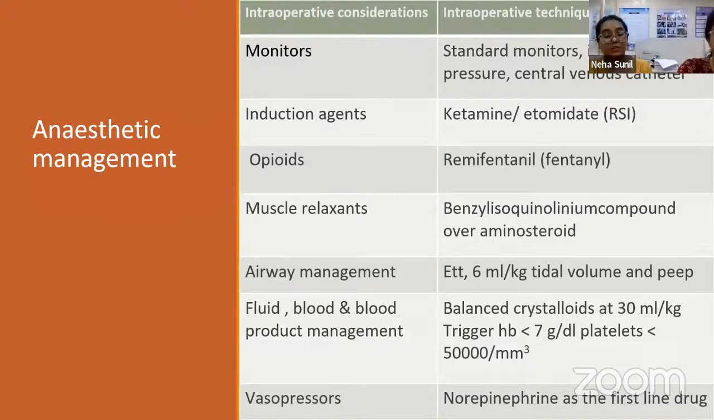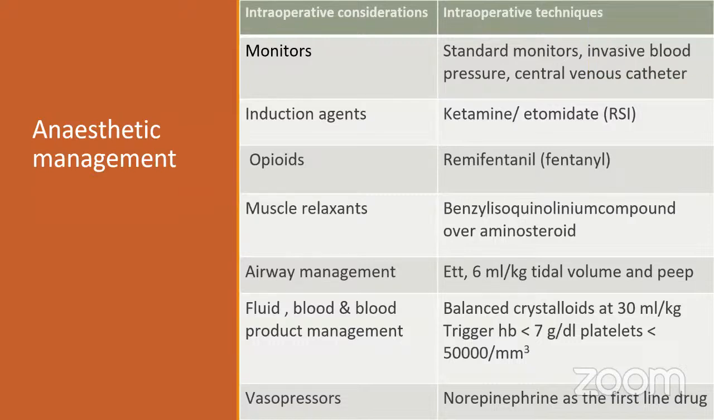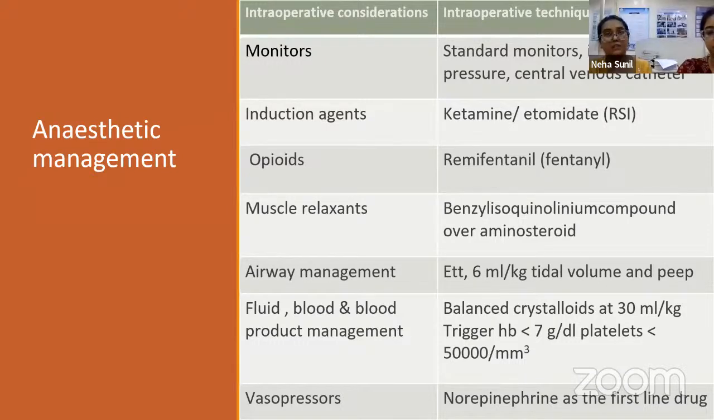Now, for induction itself, we consider this an emergency, and the patients might also have ileus, so we consider a patient in sepsis or septic shock a full stomach patient. So we will go for rapid sequence induction. For the use of opioids, remifentanil is preferred over fentanyl because it can be metabolized by non-specific esterases. Then for muscle relaxants, benzylisoquinoline compounds like atracurium and cisatracurium are preferred over aminosteroid compounds like vecuronium and rocuronium.